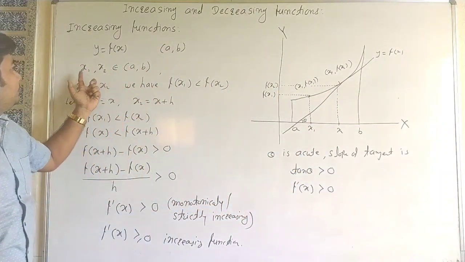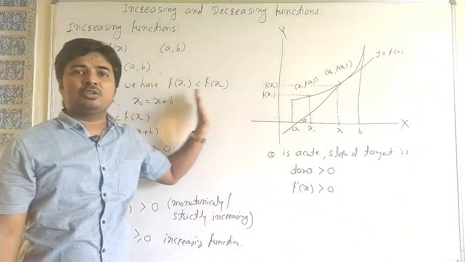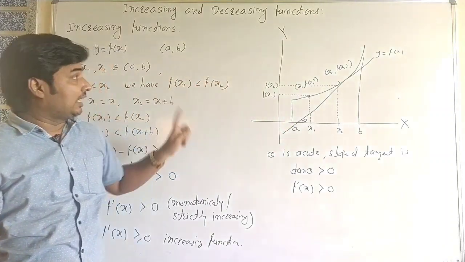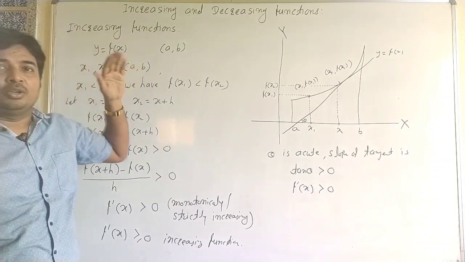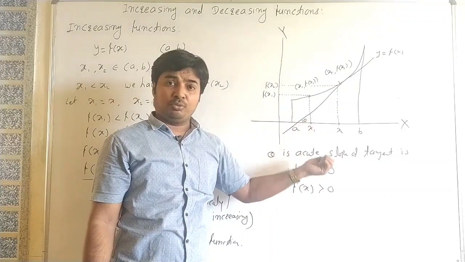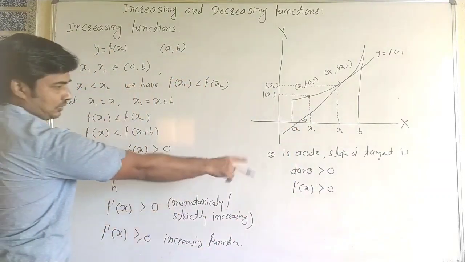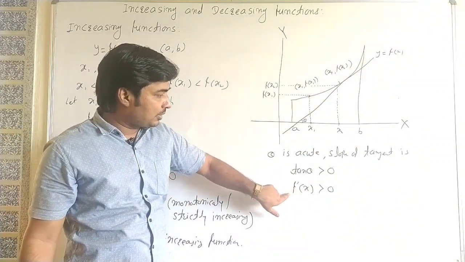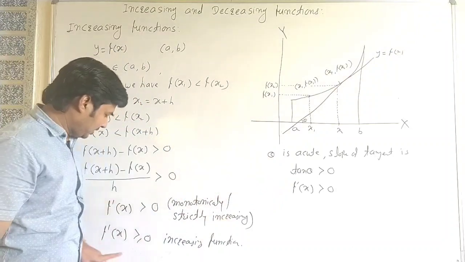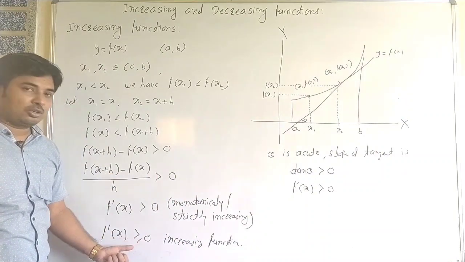Increasing function: when the value of x increases, the value of the function also increases, that is when the value of x increases, y also increases. And then the definition of decreasing function: when the value of x increases, then the value of y decreases. Okay, here it is an increasing function, f dash of x greater than 0, it is strictly increasing or monotonically increasing, and f dash of x greater than or equal to 0, it is only increasing function.